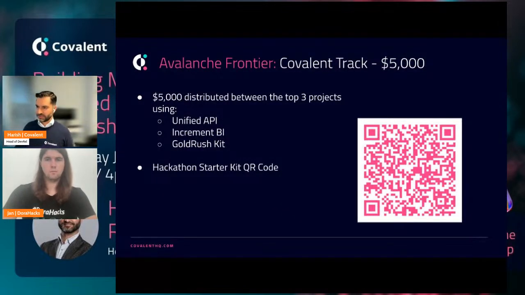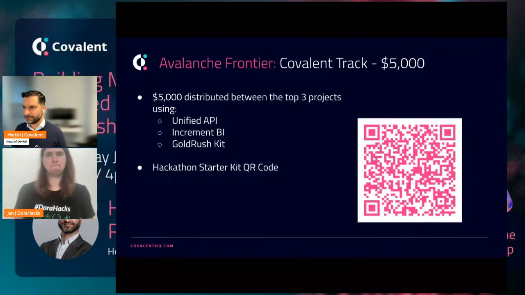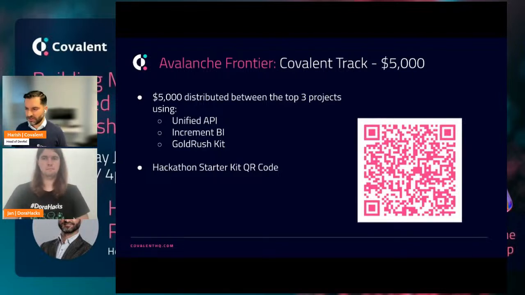Cool. Okay, so just quickly circling back to the Frontier Hackathon. So the Covalent track, we're offering $5,000 distributed amongst the top 3 projects using either the API, Increment, and what we focused on today, which was predominantly the GoldRush kit. And then this QR code is to our hackathon starter guide. I think there's also a link in the description of the hackathon under our bounty that you can go to, and it's got all the links to what we covered for GoldRush, but also for Increment and for the unified API.